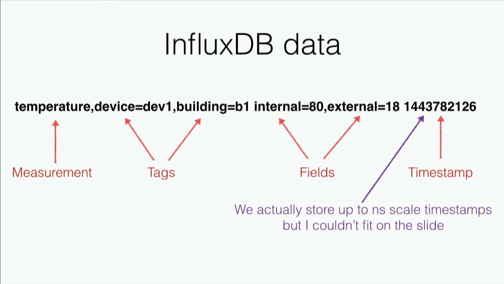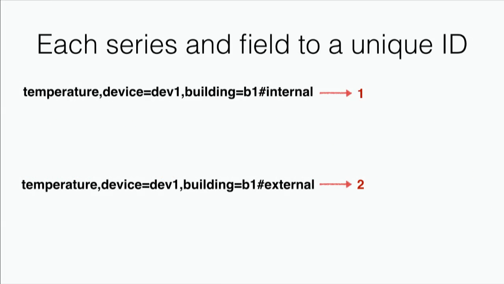One other thing is we support different types of values in time series. So we support float64, int64, booleans, and strings. So for our example, say we have a series, which is represented by a measurement name, a tag set, and a field. That's going to be a series. It'll map to a unique ID.